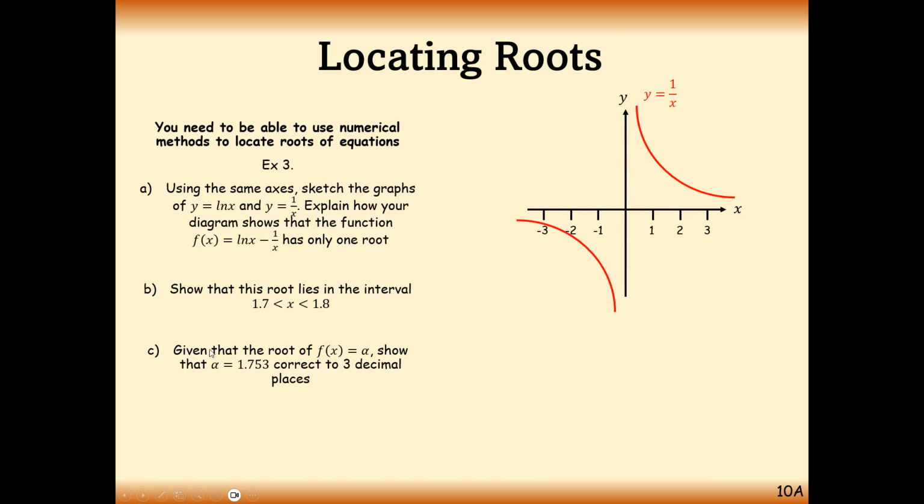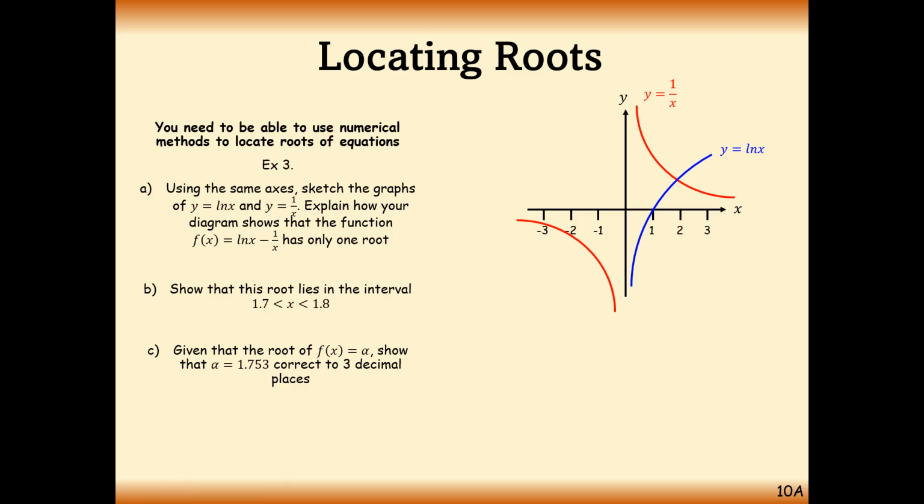So in part C, we are given that the root of f of x is alpha. We are to show that alpha is exactly 1.753 to 3 decimal places. Now we are supposed to go into greater depth.